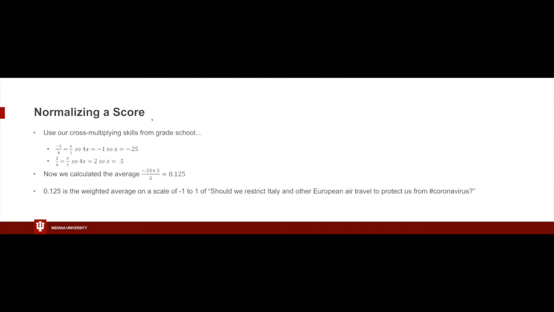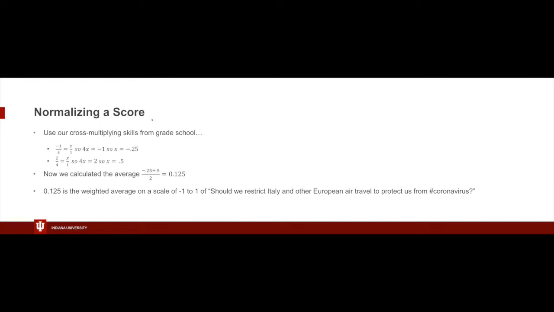So to normalize a score, we're going to have to use our cross multiplying skills from grade school. So we're going to whip those back out. Some of us, it's probably a little more recent than that. So since our first score was a -1 and the highest possible score was 4, we're going to have x over 1. So 4x equals -1. So x equals -0.25. Okay, so the same with our +2. It's 2 over 4. And we're going to do the same thing, and that gives us a 0.5.